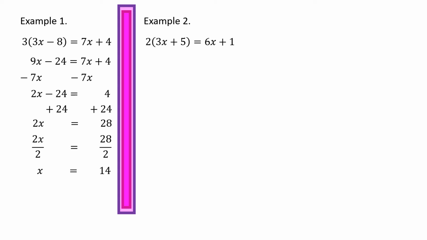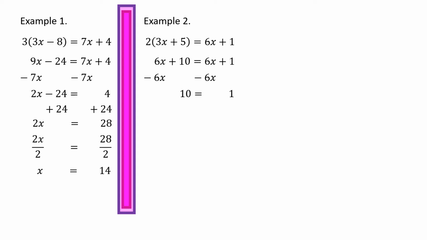Example number 2. At first glance, you say, hey, it looks the same as example 1, basically. Right? Distributive property. 2 times 3x is 6x. 2 times 5 is 10. Keep the rest of the equation. I don't want x's on both sides of the equal sign, so I'll subtract 6x from each side.